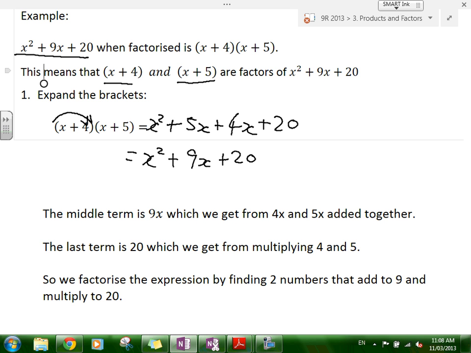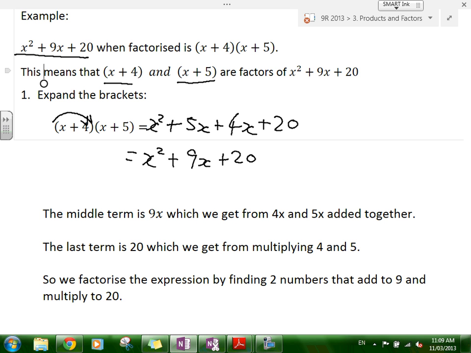Okay, yes? Yeah, this is why it's 9x, because you've got 5 times x and 4 times x in your expansion. But in terms of what we're looking for, we're just interested in the 9 to start with. We need numbers that will add to 9 and multiply to 20. Yes, please. Yeah, it adds to the coefficient of x, and multiplies to the constant. Yeah? Adds to this, multiplies to this.